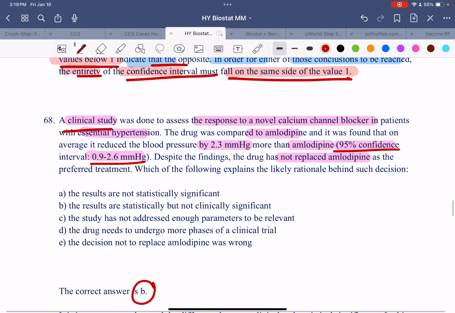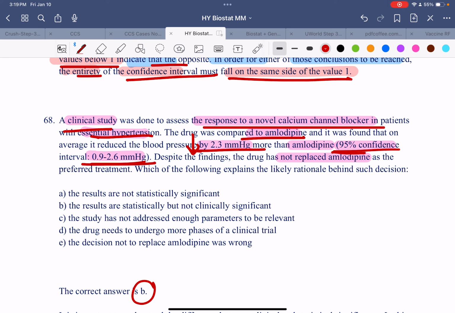We have a clinical study in which we are going to study the response of a novel calcium channel blocker in people with essential hypertension, and that drug is compared to amlodipine. It was found that it averagely reduced the blood pressure by 2.3 millimeters of mercury. So the new drug is decreasing the blood pressure by 2.3, and we have a 95% confidence interval of 0.9 to 2.6, right? And despite these findings, the drug does not replace amlodipine, which is still the preferred treatment. Why did the drug not replace amlodipine till now?